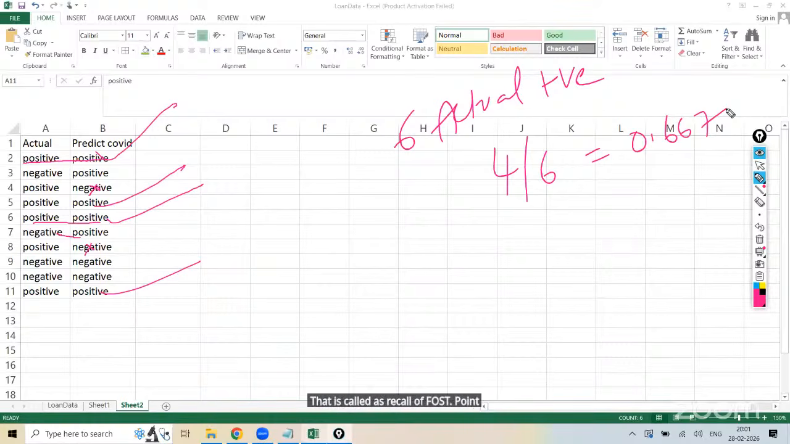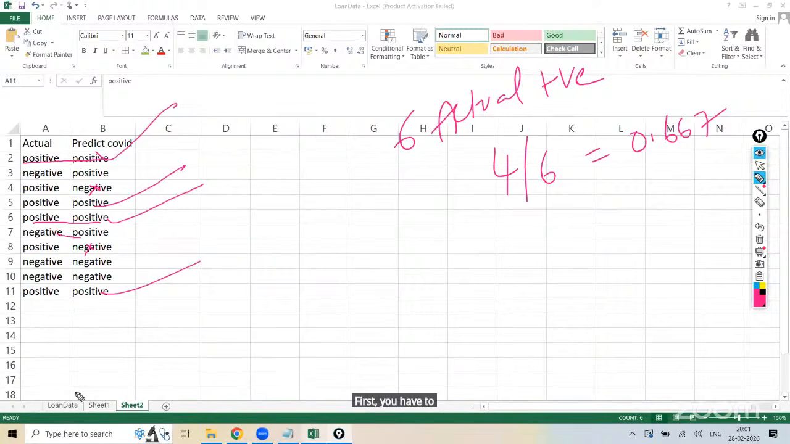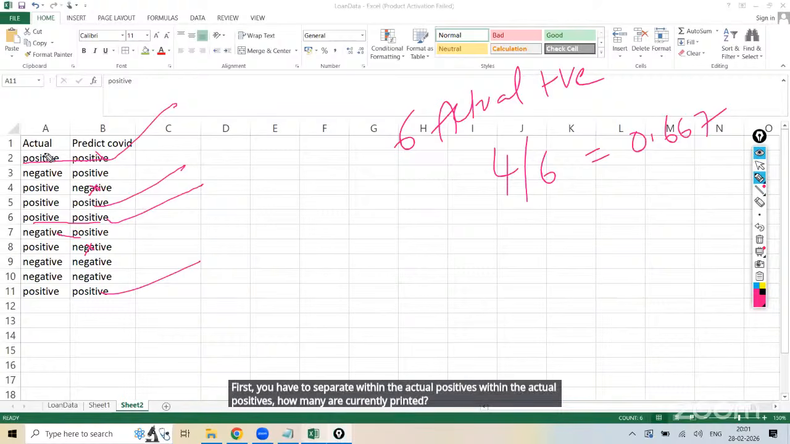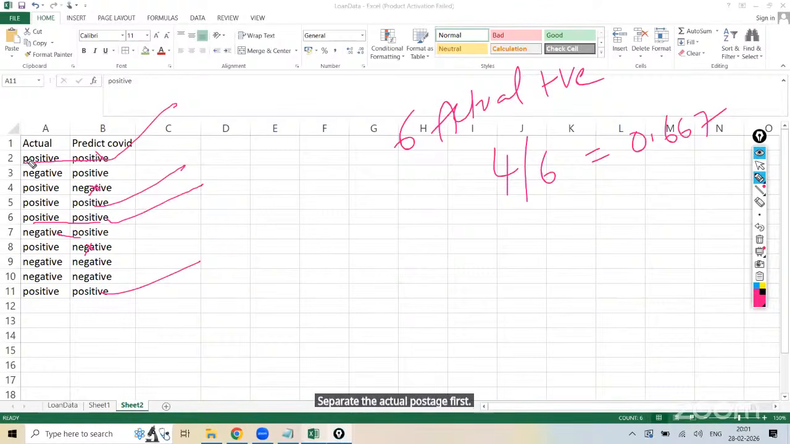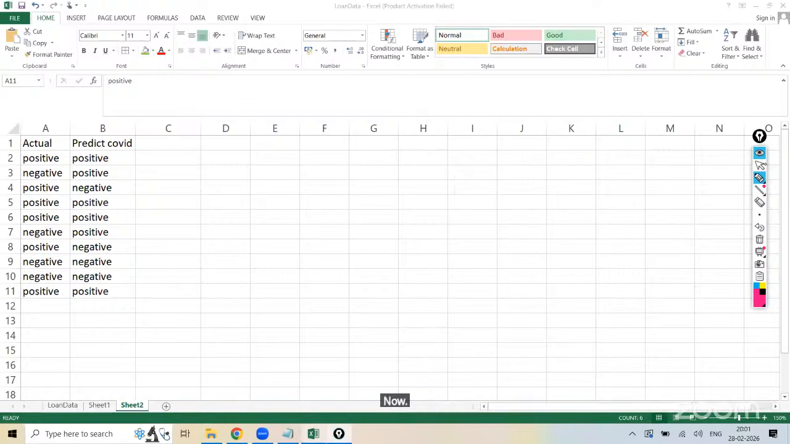Point is clear? Within the actual positives, how many of them are correctly predicted? First, you have to separate the actual positives. This is 1, 2, 3, 4, 5, 6. 6 actual positives. In these 6 actual positives, how many of them are correctly predicted? 4. So recall is 4 by 6. Now, what is the formula for this?